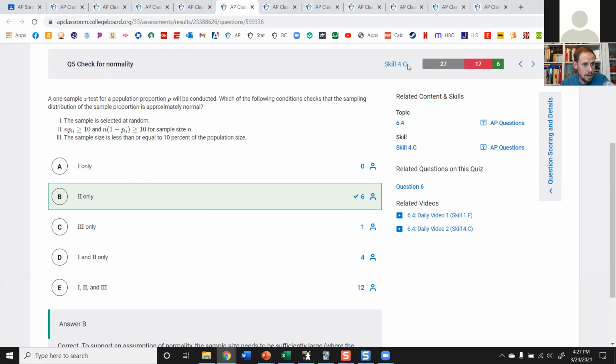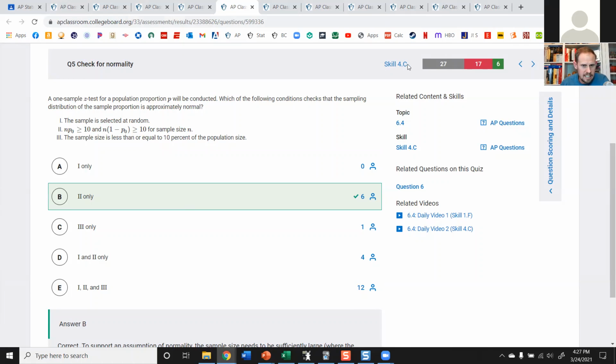Random sample? No, that means it's an unbiased estimator. That means we're getting rid of bias. That has nothing to do with normality. N times P naught greater than or equal to 10 and N times 1 minus P naught greater than or equal to 10 for sample size N. Yeah, when we're doing the test, that was our condition for the normal condition.